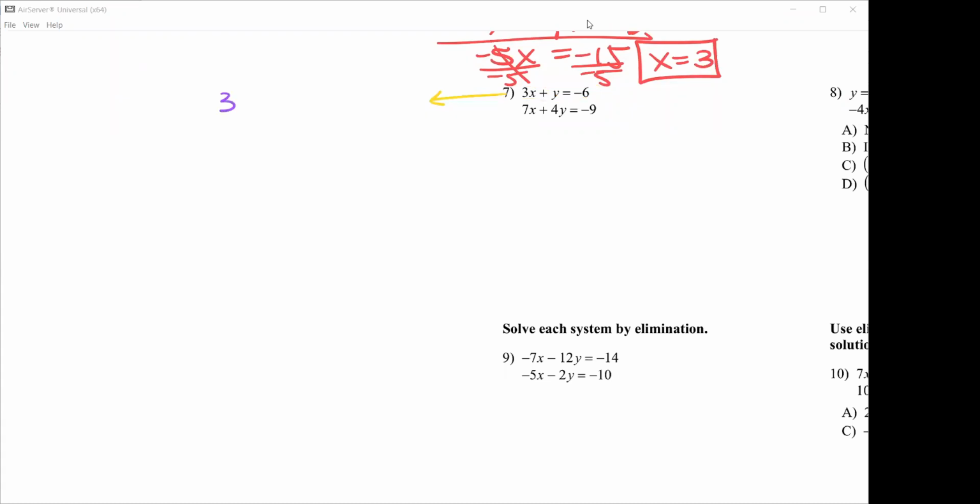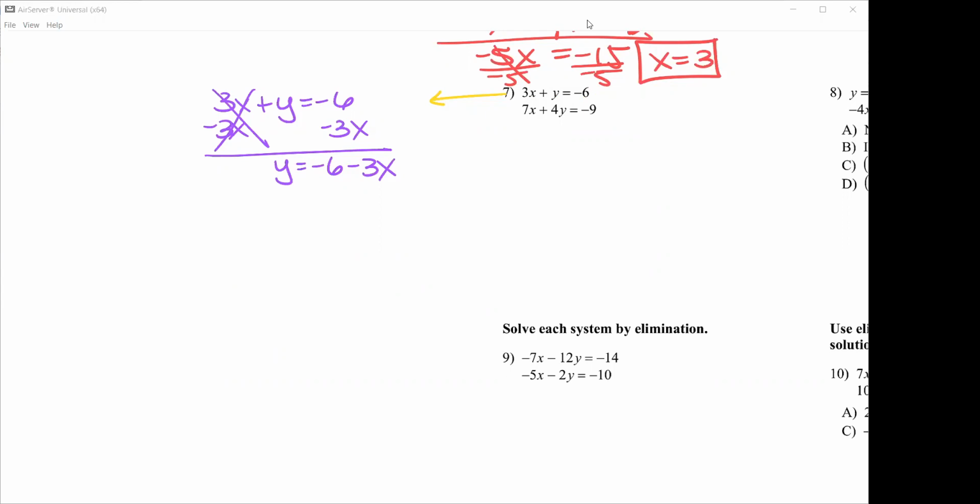So I have 3x plus y equals negative 6. So I'm going to subtract 3x from both sides, which gives me y equals negative 6 minus 3x. Now, if you want to swap this so that it's in slope-intercept form, you can, but you don't have to because you're substituting it back in. The whole point of the slope-intercept form is for graphing purposes, but since we're not graphing, it's okay. You don't have to do that.